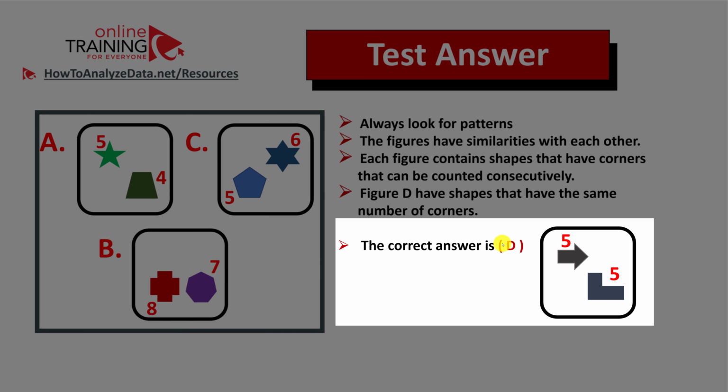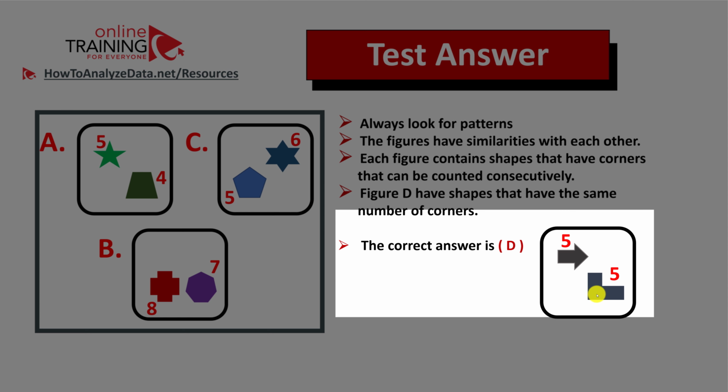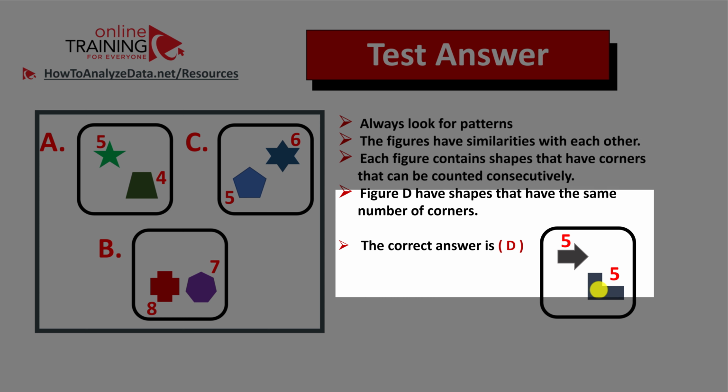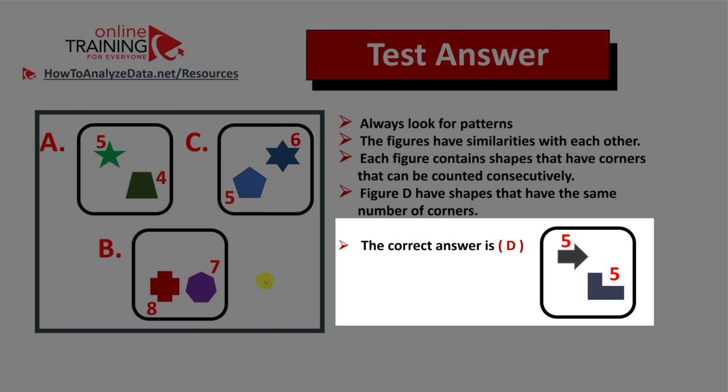But the correct answer here is choice D, because in this case, these 2 shapes have the same number of corners. So let's recap. Always look for patterns. In this case, the figures have similarities with each other. Each figure contains shapes that have corners that can be counted consecutively. And figure D have shapes that have the same number of corners. So the correct answer here is choice D, because the choice D's shapes have the same number of corners.